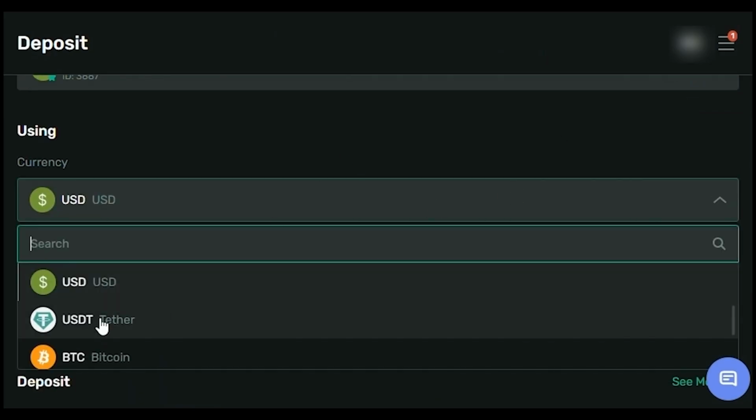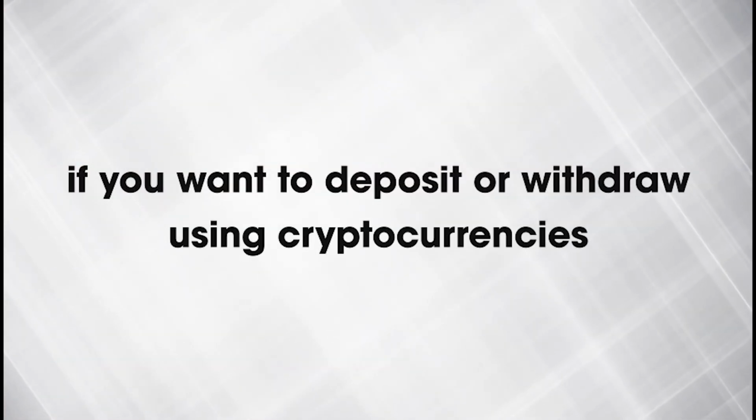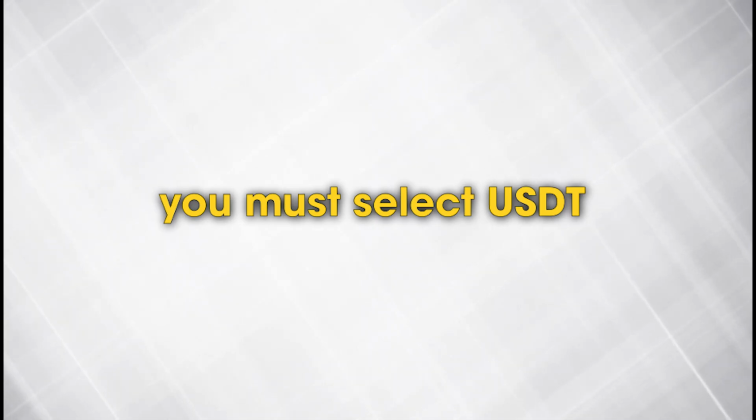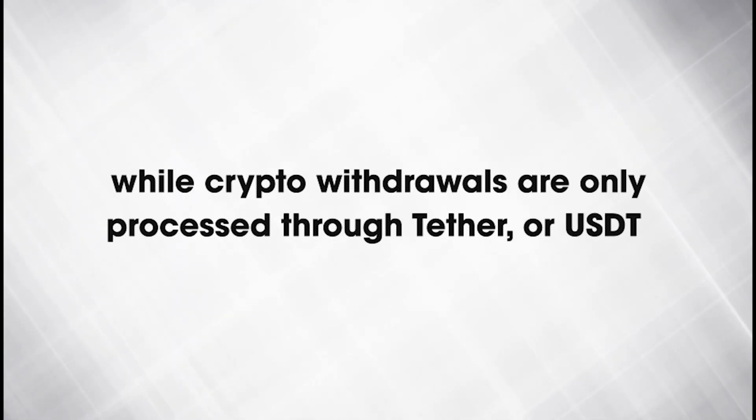On the deposit page, start by selecting the required currency. Please pay attention that if you want to deposit or withdraw using cryptocurrencies, you must select USDT. Some users mistakenly choose USD, while crypto withdrawals are only processed through Tether or USDT. After that, choose the appropriate payment method.